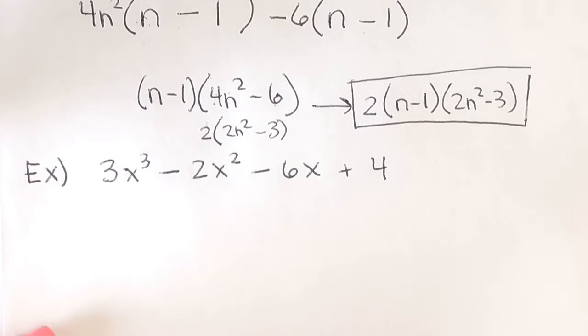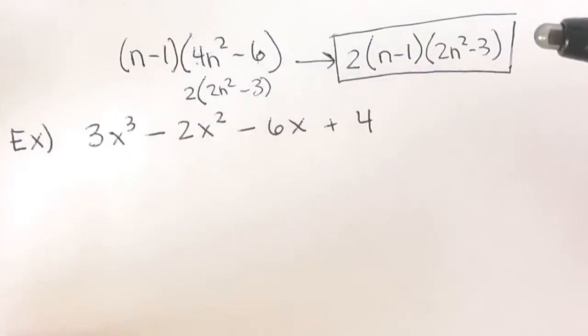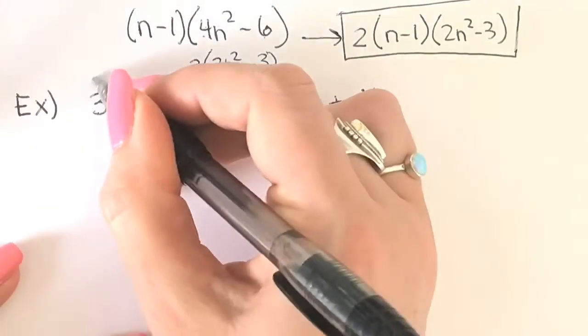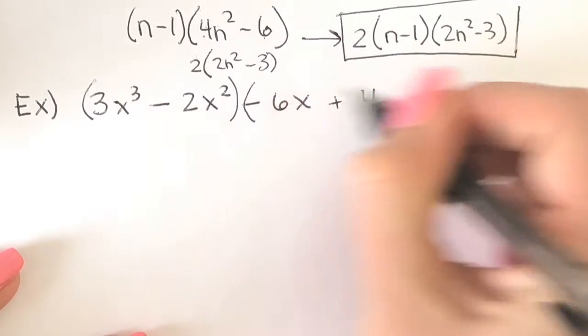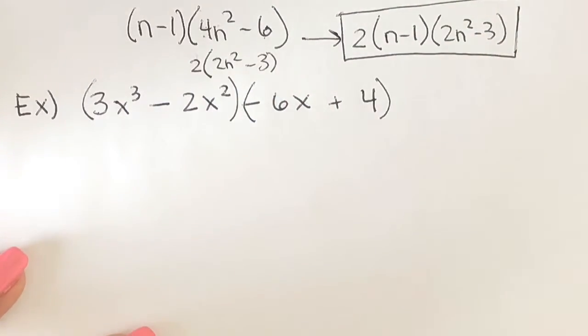Okay, and then one more example. Again, I just wanted to do another one that had a negative in there. So we still start off the same. We're going to take two groups of 2. But because this third term has that negative on it, we want to bring that in with that group.